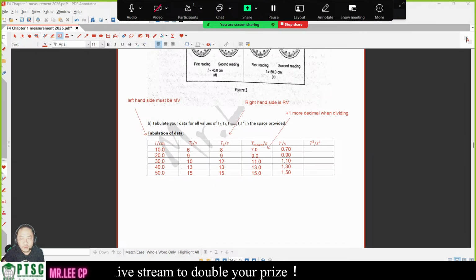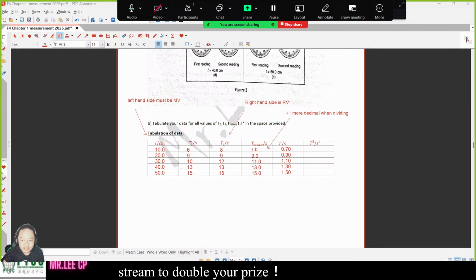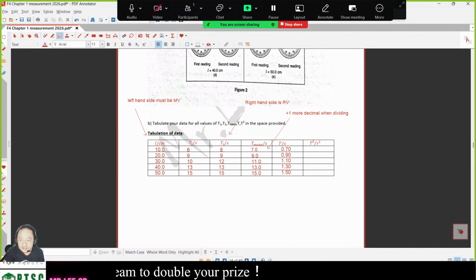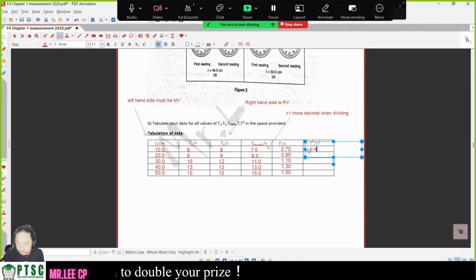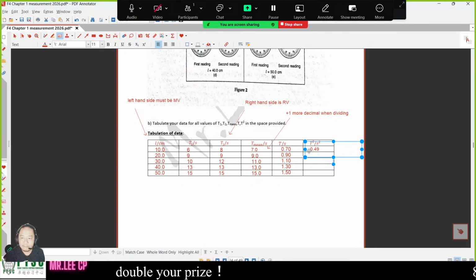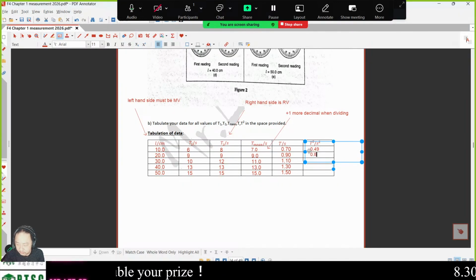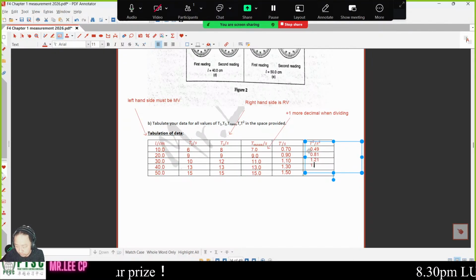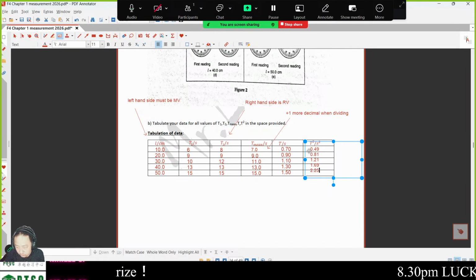Okay, now lastly, T square. This one, square. 7 square is 49, so 0.49. Let me finish first. 0.81, 1.21, 1.69, 2.25.